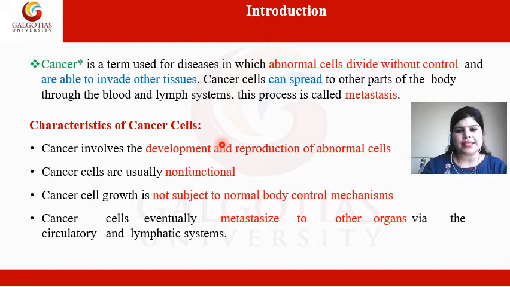Characteristics of the cancer cell. Cancer involves the development and reproduction of abnormal cells. Cancer cells are usually non-functional. Cancer cell growth is not subject to normal body control mechanisms. Cancer cells eventually metastasize to other organs via the circulatory and the lymphatic system, meaning they are circulated through blood and the lymph fluid.